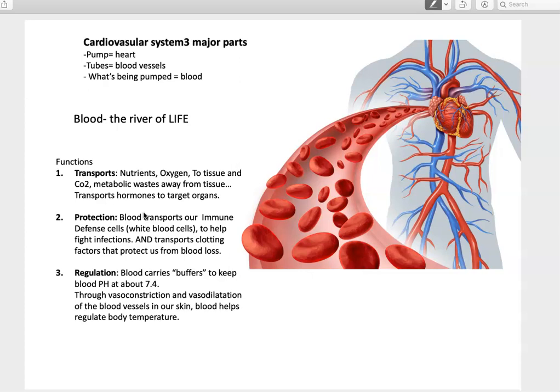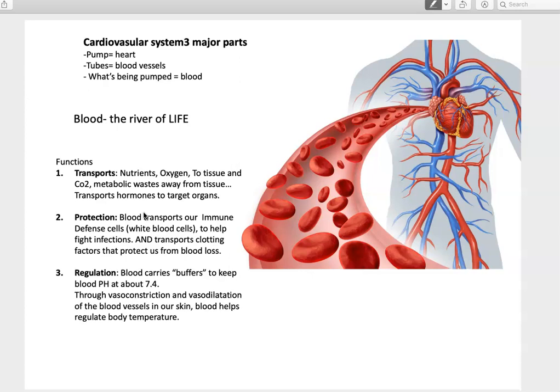Let's just get started with what the cardiovascular system is. It includes three major parts. First, we have to have a pump. That's the cardio part. That is your heart. The vascular part means the blood vessels, and those are the tubes. And what is being pumped is the blood, and that's what's inside the tubes. So basically the cardiovascular system is just a pump, some tubes, and then the fluid that's within the tubes.